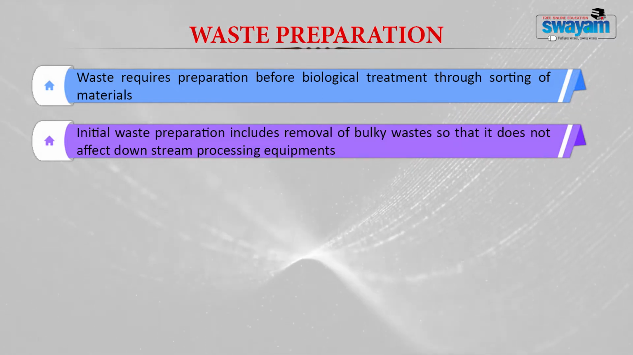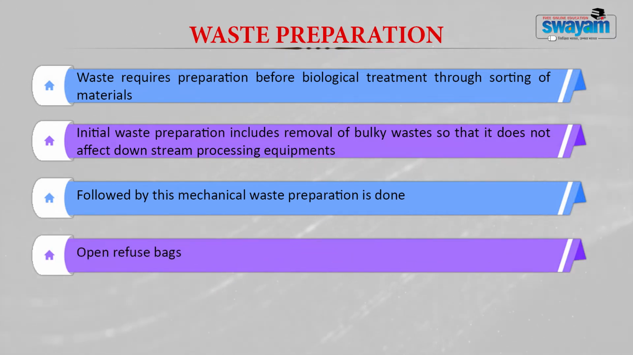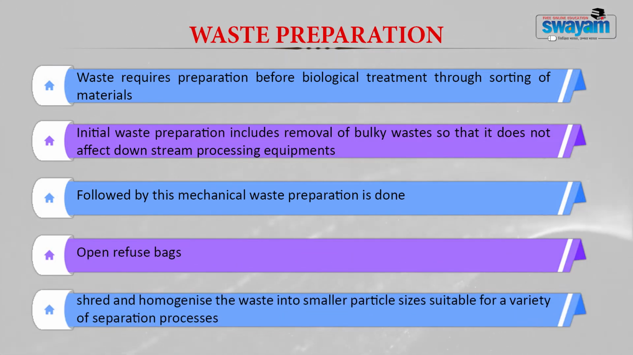Now, after this, the mechanical separation is done. How is it done? First, the bags containing the refuse are opened, then the waste that is present is shredded and then homogenized into a smaller particle size, which is suitable for further separation processes.